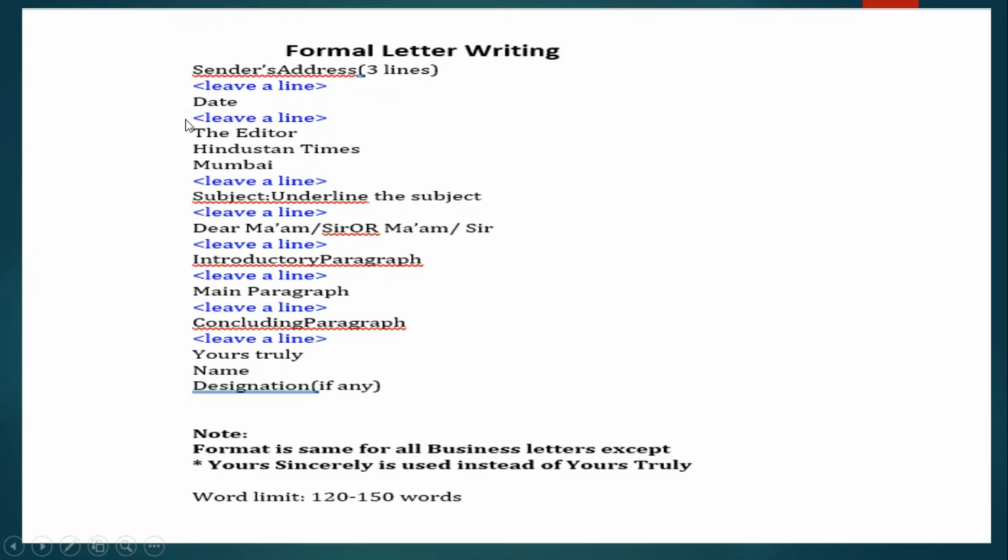Leave a line again after the date and then comes the receiver's address. Receiver's address is to whom the letter is addressed, to whom you are writing. Now, this is also generally mentioned in the question. Address may or may not be there. That again you may frame by yourself. Again the address is written in 3 lines and then leave a line. Next comes the subject. The subject of a formal letter is to give a gist of your purpose of writing the letter, why you are writing the letter. Underline the subject that you have written. Leave a line after the subject.